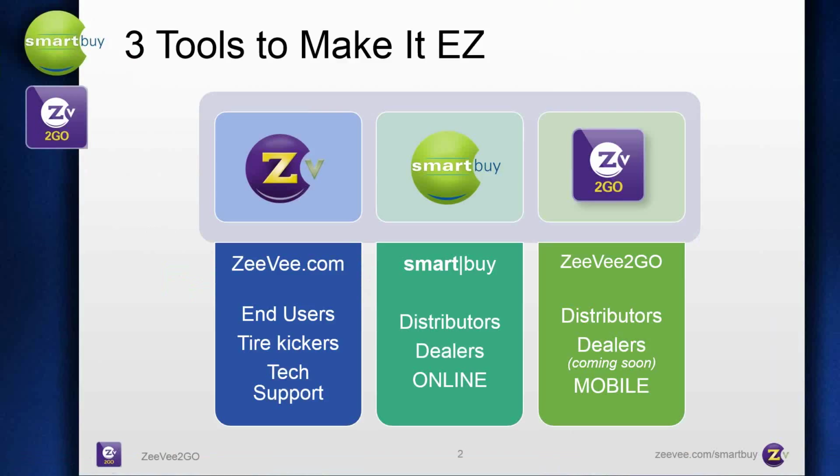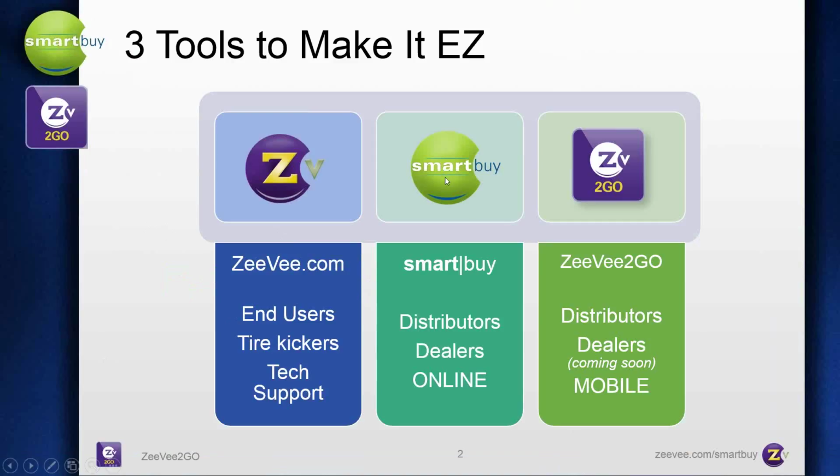First of all, we have 3 different tools that we're going to be going over today. Tools that we're utilizing to try and make things easy for you. First of all, we have ZeeVee.com, which we see as something for end users, entry-level people who are not familiar with ZeeVee and they're Google searching us, they're tire kickers. Or they're people who are using our products and they're looking for tech support.